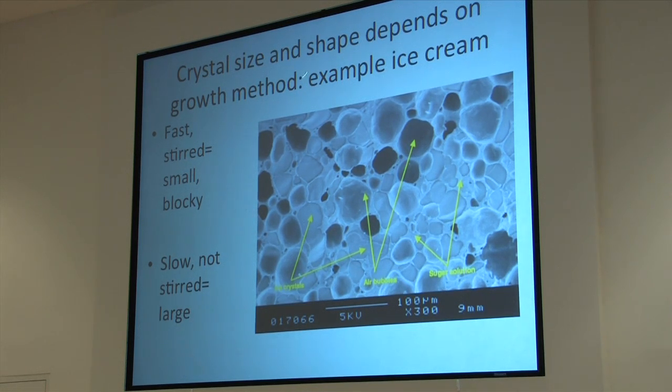So remember, we talked about crystal growth and crystal size. Shape all depend on the growth conditions and the methods. This is a microscopic picture of ice cream. You notice that ice cream has air bubbles incorporated in it. It has sugar solution that's frozen out. It has various types of ice crystals. It's a very complicated structure. If you've ever made ice cream, you know that if you do it very slowly and don't stir fast enough, you end up with big crystals in it. It's kind of coarse. But if you do it very quickly, then you can get small crystals. So how you grow it makes a difference in the texture that it has.